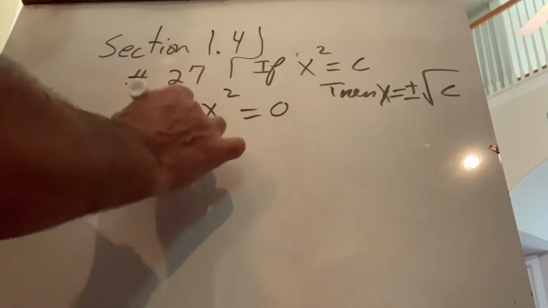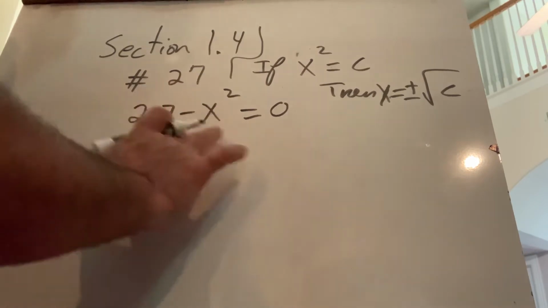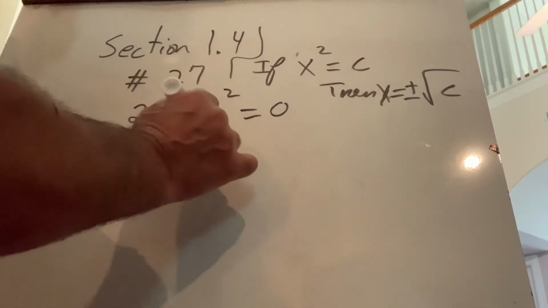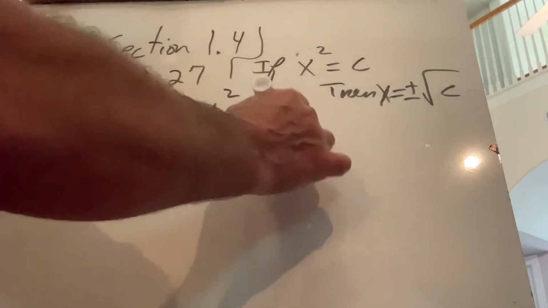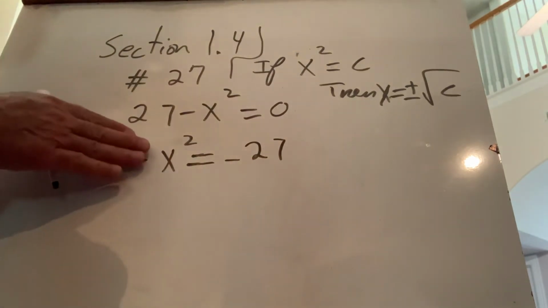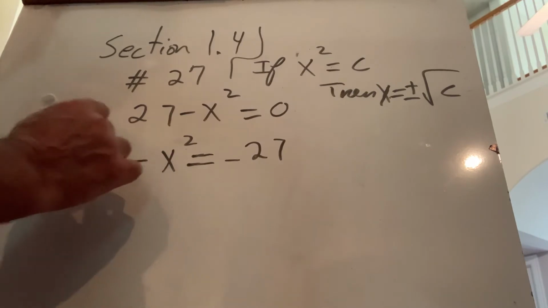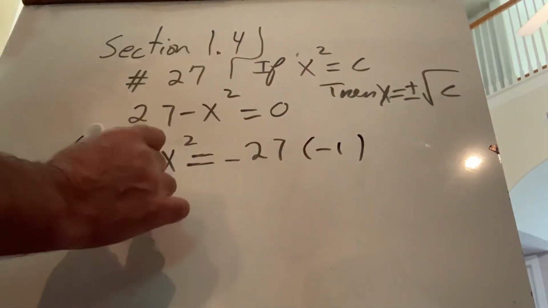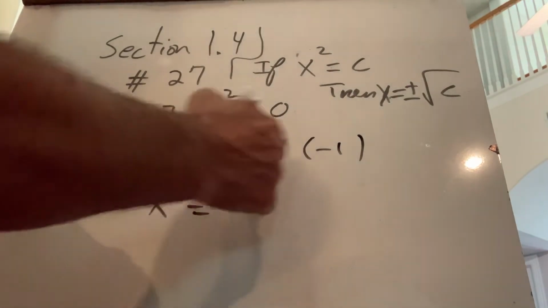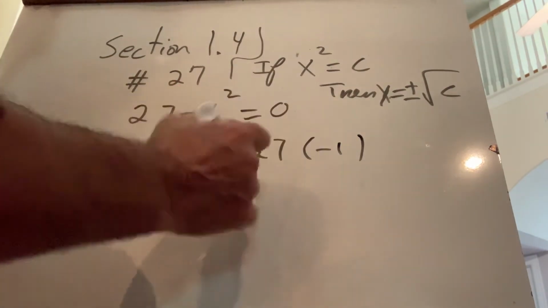So now we have negative x squared equals negative 27, because as you move plus to the other side it becomes minus. Now to remove the negative, because we have to have only x squared, we're going to multiply both sides by negative 1. And so that'll make that an x squared. And of course, negative 1 times negative 27 becomes positive.